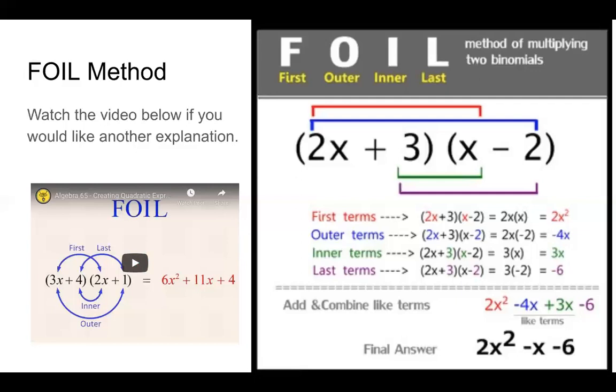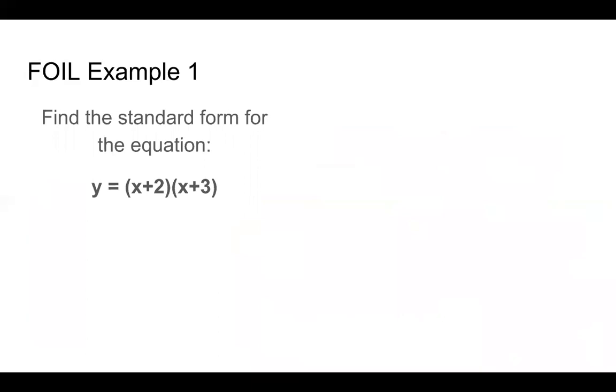I'm going to do 2 practice problems. You can stick around for them so you can see it in action, or you can go and try the homework. It's up to you. So our FOIL example number 1, if you're sticking around, is we're going to try to find the standard form of this equation. We have y is equal to x plus 2 times x plus 3.